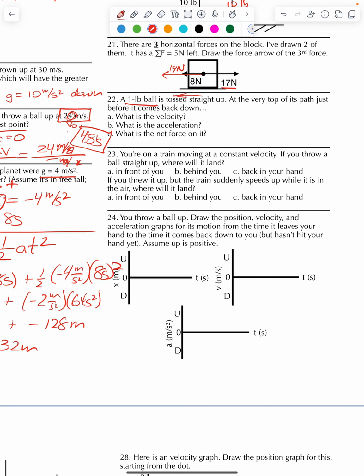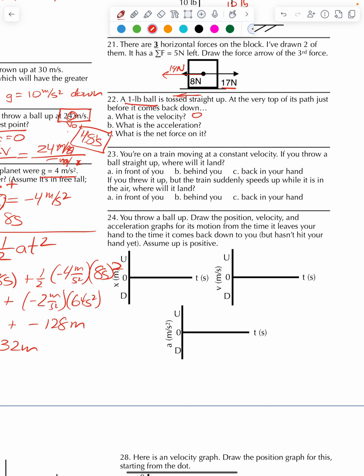Is tossed straight up. At the very top of its path, just before it starts to come back down, so at its apex, what is the velocity? It's 0. It's turning around. So it was going up and slowing down, and it's about to come down and speed up. But at its apex, it is going to be 0. What is the acceleration? It is not 0. And I talked many ways about this. One of them is, let's say it reached the top of its path, its apex, and its acceleration were 0. Could it change velocity if its acceleration is 0? No.